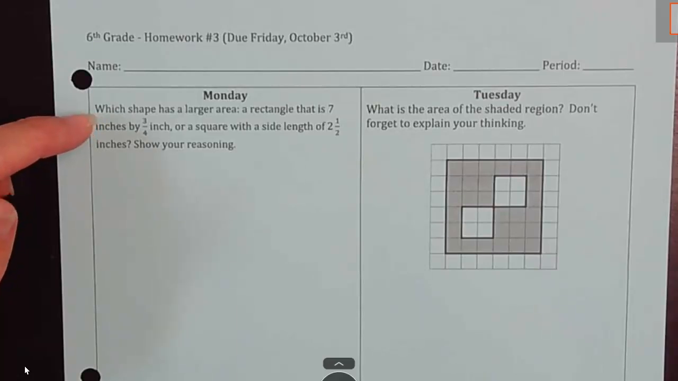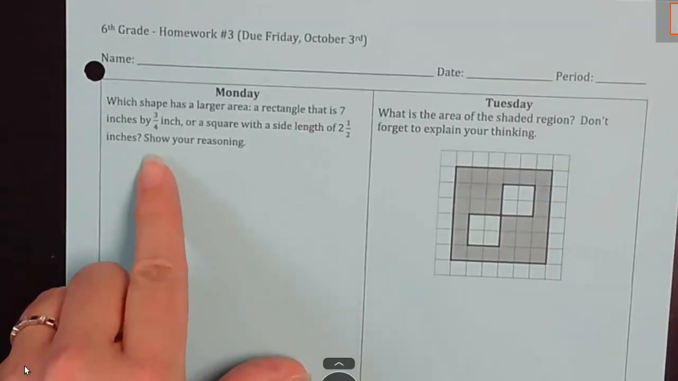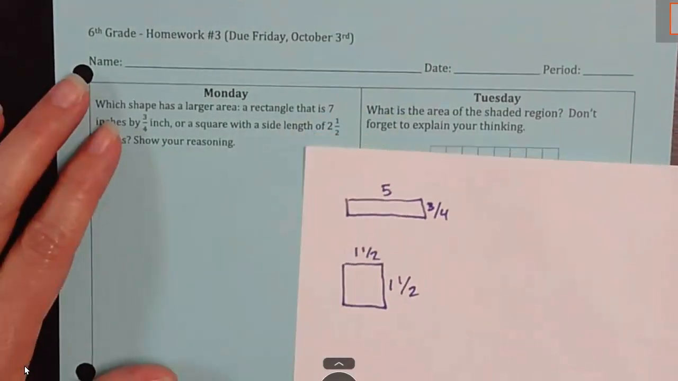So for Monday it says, which shape has a larger area? A rectangle that is 7 inches by 3/4 inches, or a square with a side length of 2.5 inches? Show your reasoning. Okay, I'm not going to do the work for you, but I will give you something similar.